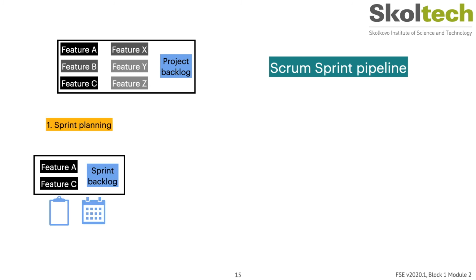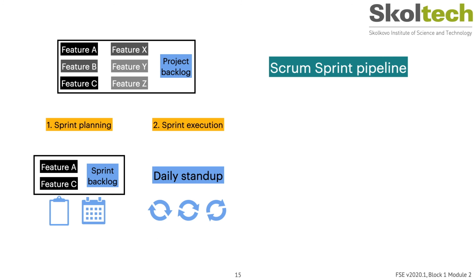Next occurs sprint planning, where the product owner, Scrum Master, and team select features to be implemented during the current sprint into the sprint backlog. During execution, the team performs development, formulating requirements, design, implementing and testing the software. Along with that, they iterate on the daily stand-up meetings, talking about progress and resolving issues.